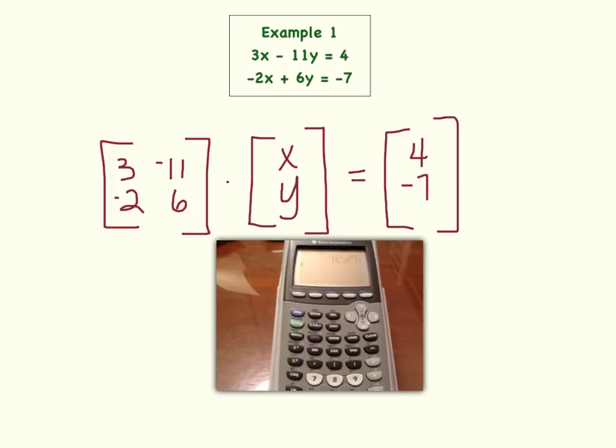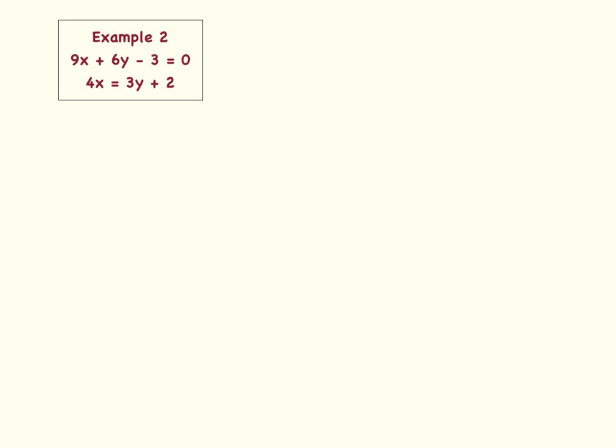Now let's do another example. In example 2, we have two equations, but neither one of them is in standard form. If we look at the first one, we have 9x plus 6y minus 3 equals 0. All we need to do is add 3 to both sides, and we will have that one in standard form. So let's do that.